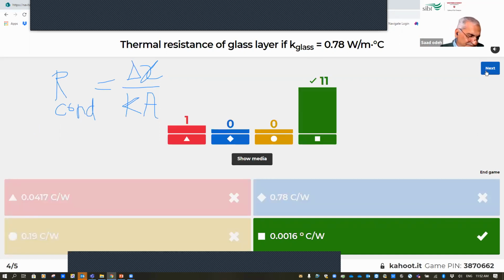Correct? Good, everyone got it. And you know the trick now. You got this Celsius per watt. But of course, you need to find the value. But this is how to find the value following this equation. This is for conduction, thermal resistance for conduction.